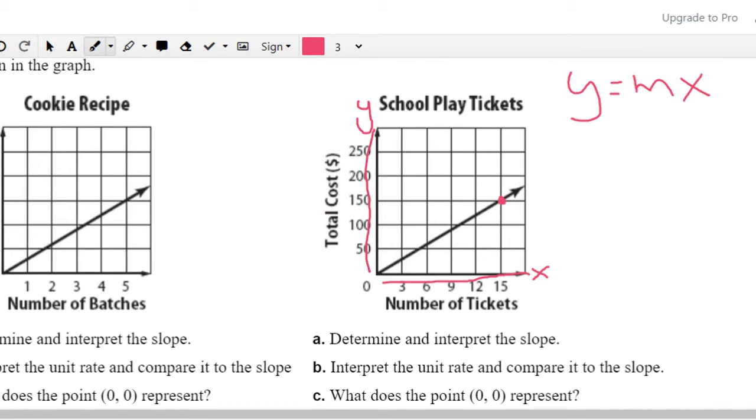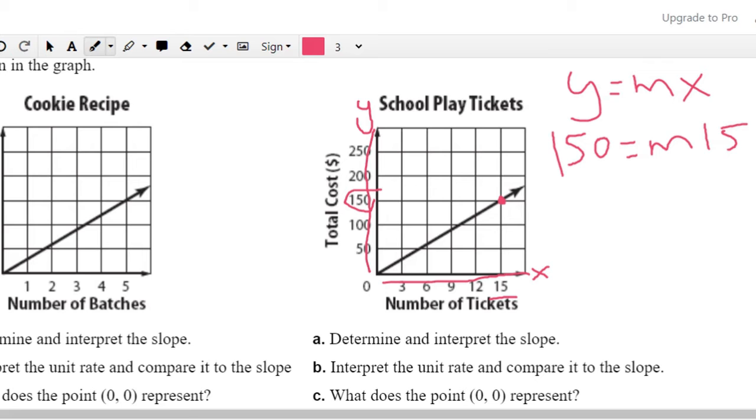Wait for that to catch up. Okay. So we know that it's 15 and 150. Okay, so now we're going to rewrite it. So it's 150 is equal to m times 15.